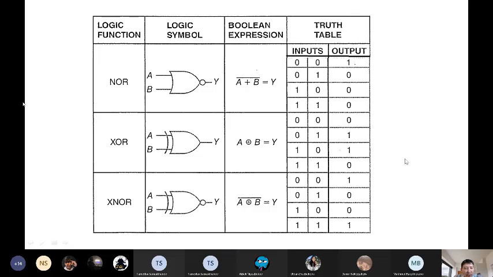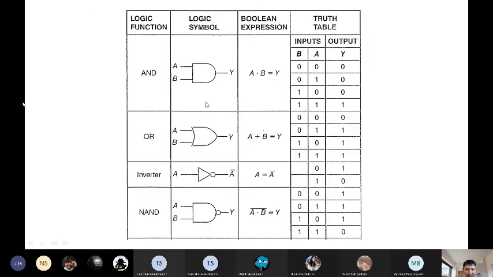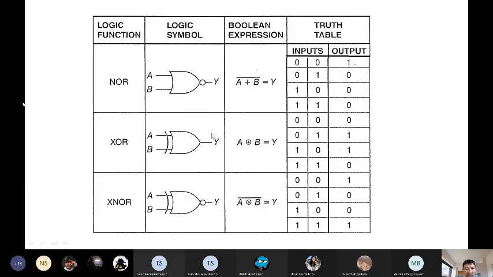Next one is NOR. It's not OR. So it is simple. It's similar to OR, but here we have a bubble. So it's the Boolean expression. Also notice first A or B, then this long over bar, which means it's inverted, equals Y. So it's the truth table.